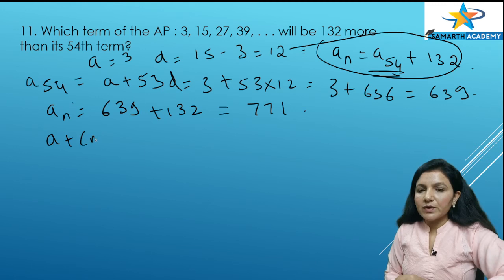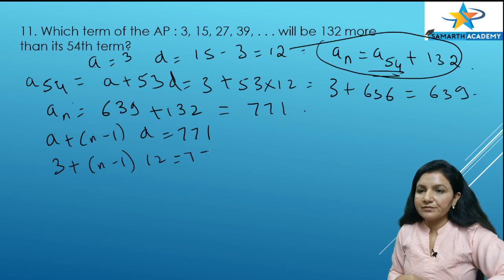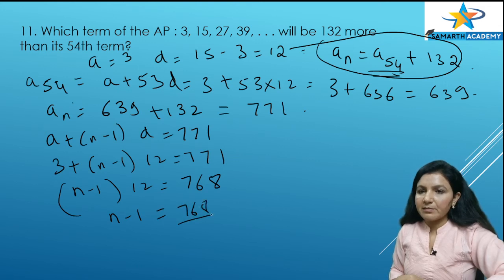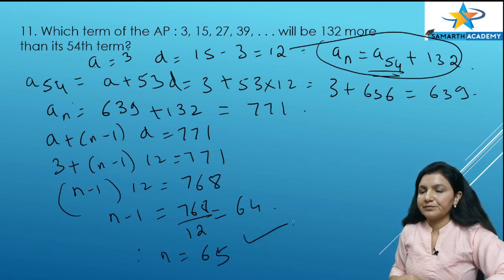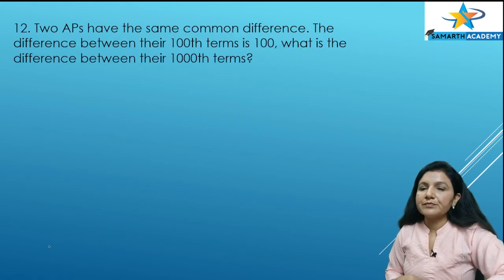So a plus n minus 1 into d is equal to 771. A is 3 plus n minus 1, and d is 12, is equal to 771. Send 3 that side. n minus 1 into 12 is equal to 771 minus 3, which is 768. So n minus 1 is equal to 768 by 12, which is 64. Therefore, n equal to 64 plus 1, that is 65. Therefore, the 65th term will be 132 more than its 54th term. This is the answer.